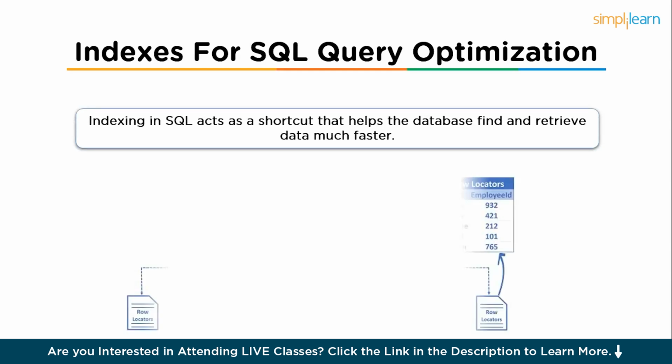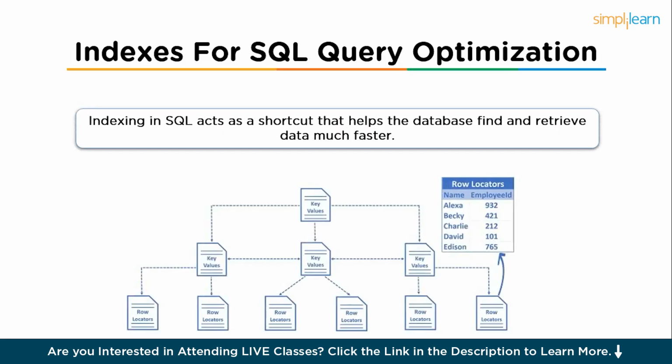So let's start with our first practice for SQL query optimization, which is using indexes effectively. First of all, imagine you're looking for a specific word in a 500-page book. Without an index, you would have to flip through every single page until you find it. But with an index at the back of the book, you can jump straight to the right section in seconds. That's exactly how indexing works in SQL. It acts as a shortcut that helps the database find and retrieve data much faster.